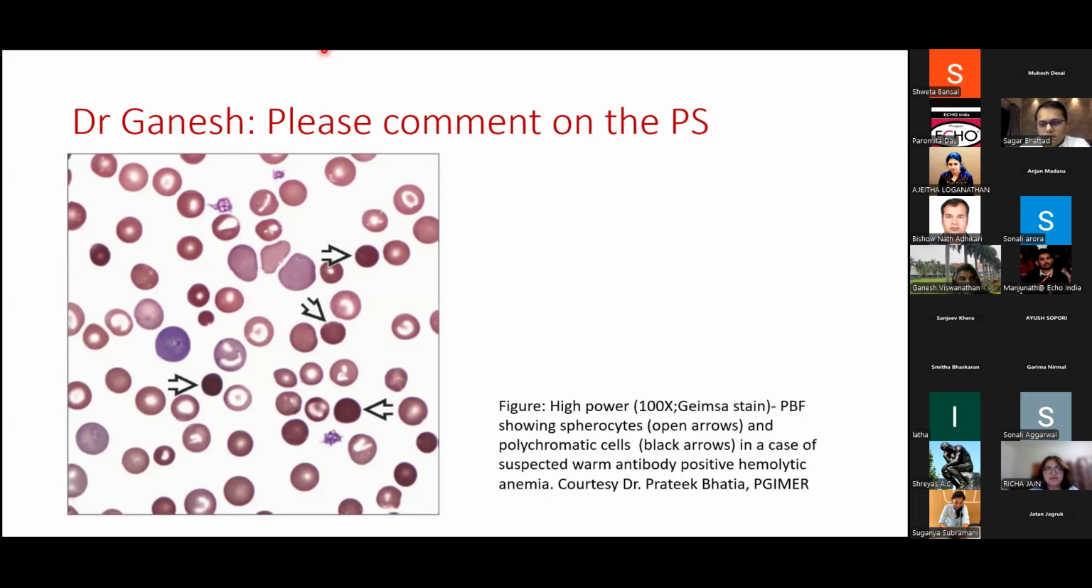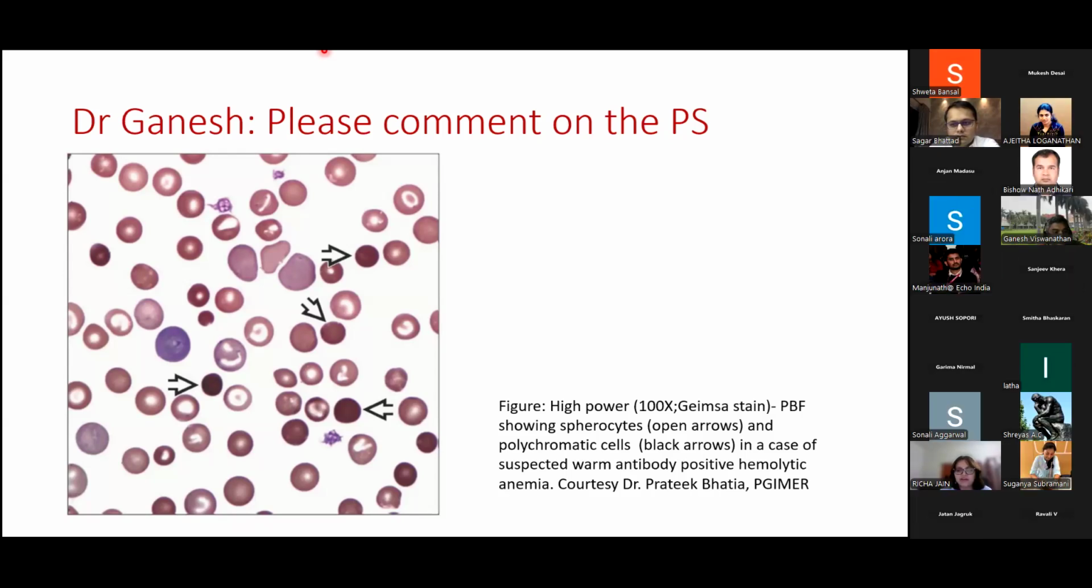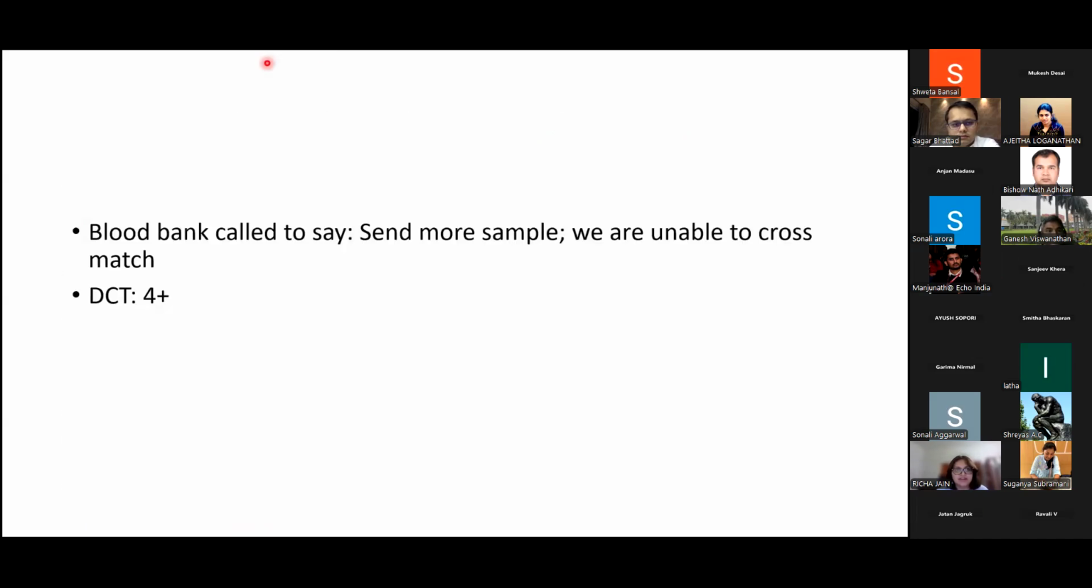Yes. So thank you, very, very pertinent points, Dr. Ganesh. So we are looking at some kind of a hemolytic anemia with spherocytosis going on, and the differential diagnosis has been mentioned. So obviously at Hb of 2.3, a sample was immediately sent to the blood bank, and they called to say, please send more sample. We are unable to cross match. At this time, they also said that while we were trying to cross match, the DCT is coming in 4+.